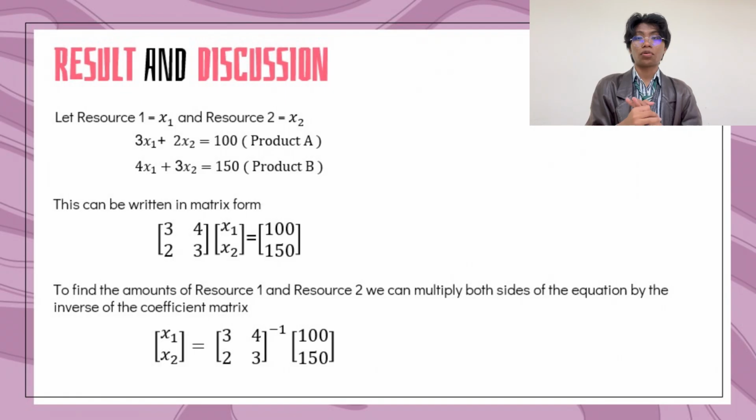So, for the solution of the question, let resource 1 equal x1 while resource 2 equals x2. Then we write equations to symbolize the problem: 3x1 plus 2x2 equals 100, while 4x1 plus 3x2 equals 150. Then we can write this in matrix form: [3, 4; 2, 3] times [x1; x2] equals [100; 150]. To find resource 1 and resource 2, we multiply both sides of the equation by the inverse of the coefficient matrix. So [x1; x2] equals [3, 4; 2, 3] inverse times [100; 150].